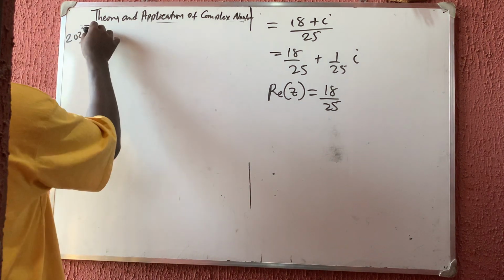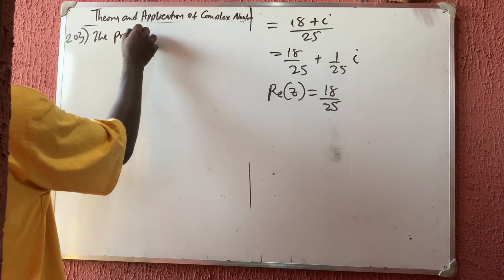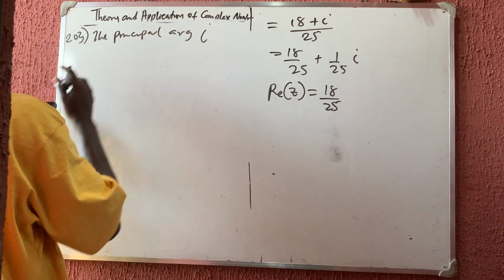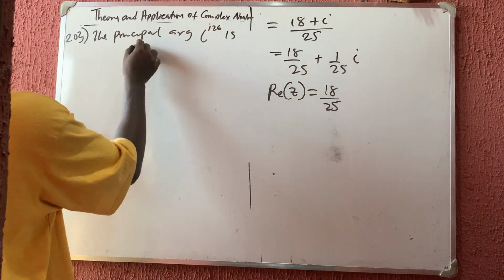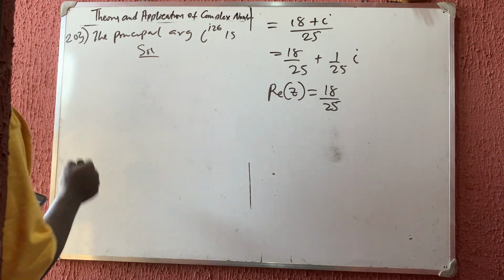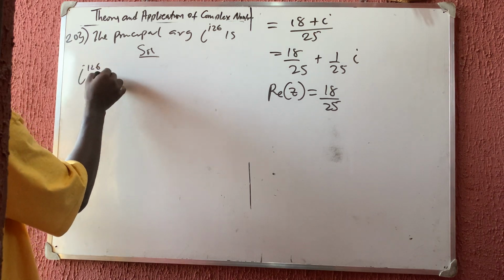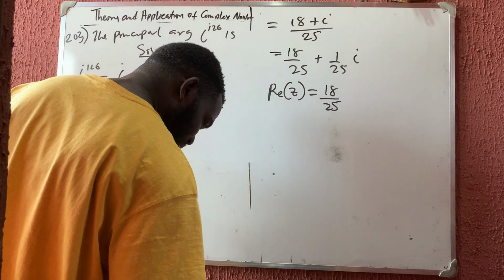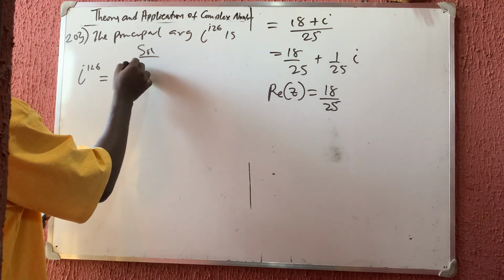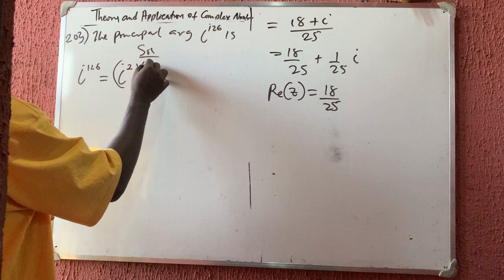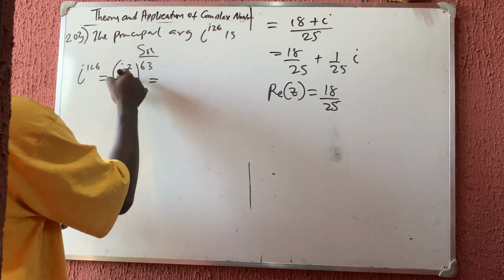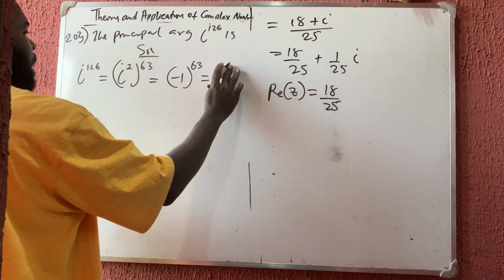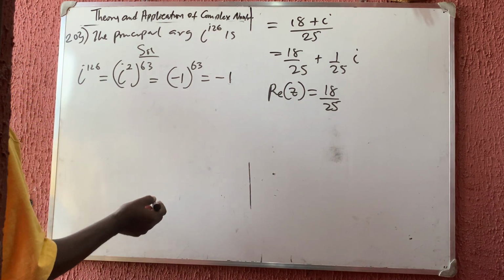203 said: the principal argument of i raised to power 126. So what do we do? I raised to power 126 is equal to, 126 divided by 2 is 63, so i squared all raised to power 63. But I know that i squared is minus 1, and minus 1 raised to power 63 will give me minus 1. So I have minus 1 as an answer.